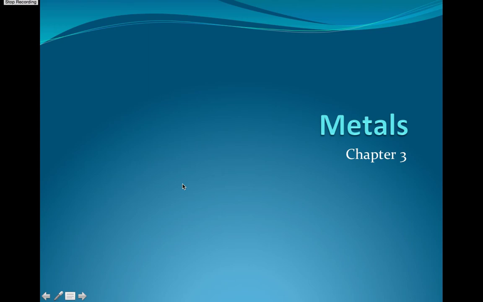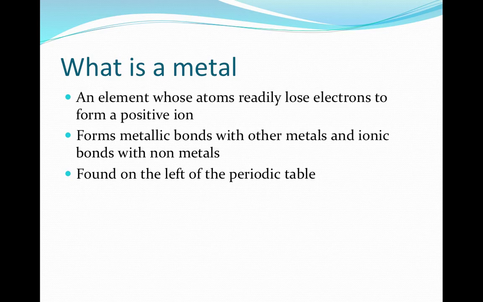Unit 1 Chemistry, Chapter 3, Metals. So now we're just going to focus on that group. It's the majority of the periodic table, but that group of elements are called metals. We define metals as an element whose atoms readily lose electrons and therefore make a positive ion or a cation.